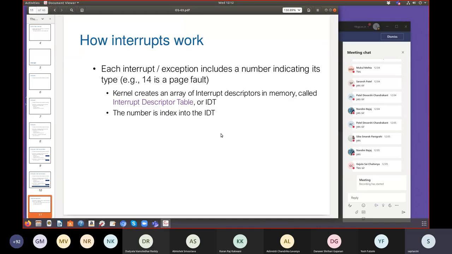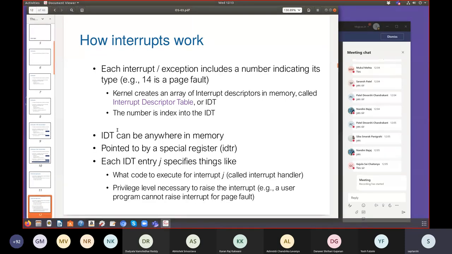The kernel routine is also somewhere in memory, but the starting point of that kernel routine should be loaded onto the CPU. The CPU should have a mechanism to know which kernel routine it should start. This is how it used to be handled. The kernel created an array of interrupt descriptors in memory called the interrupt descriptor table, in short IDT. As I said, every interrupt or exception has a number. This number is actually an index into the IDT.